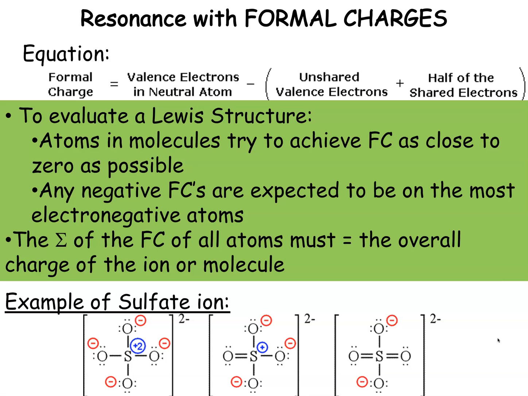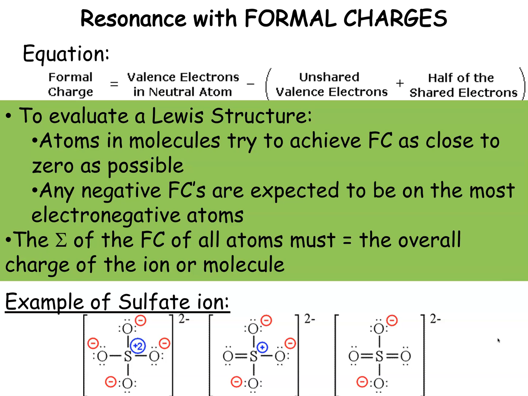Okay, so the answer should be the one on the right. It has 2 negatives and no zeros. The other 2 have positives. Positives are bad in that sense. So the sulfate ion spends the most of its time looking like the right image.